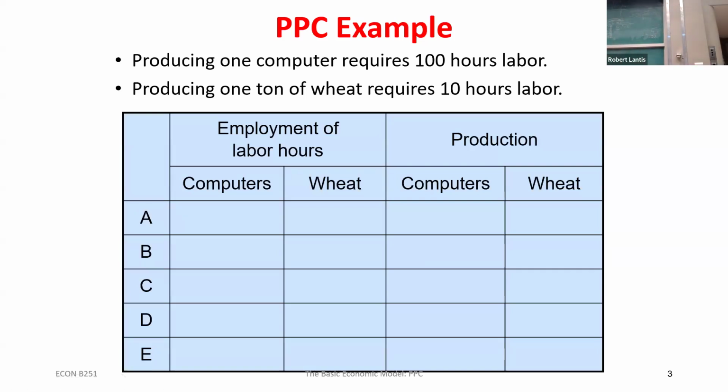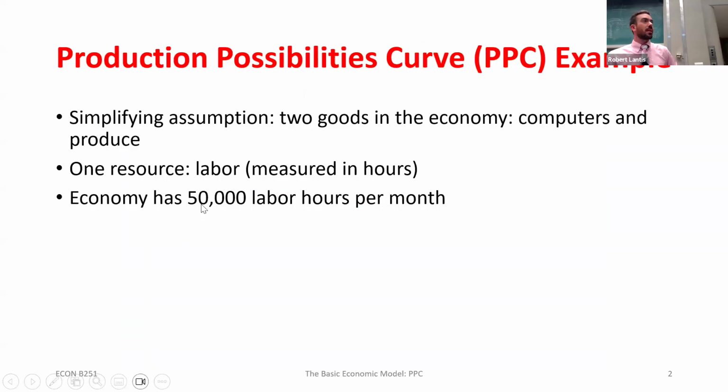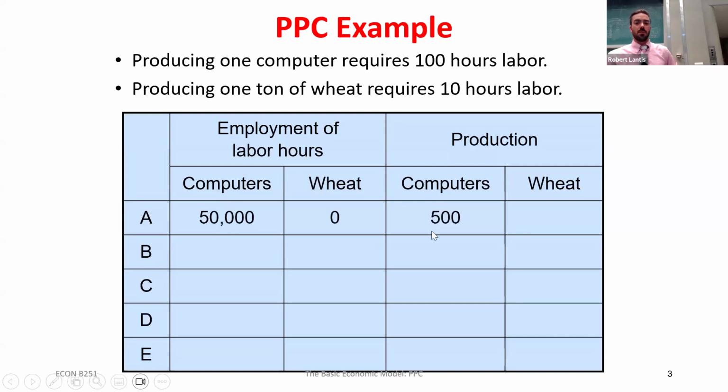It takes a lot more to get a computer than it does to get wheat. And so for every computer we want to produce, we're going to need 100 labor hours. Well, if we only had 10 labor hours, that's going to get us a ton of wheat, 1 ton. So if I had 50,000 labor hours and put them all towards computers, I could get 500 computers, just dividing the number of labor hours by how many hours it took to get one computer. So 50,000 divided by 100. If I put all my resources towards computer production, I can produce 500.